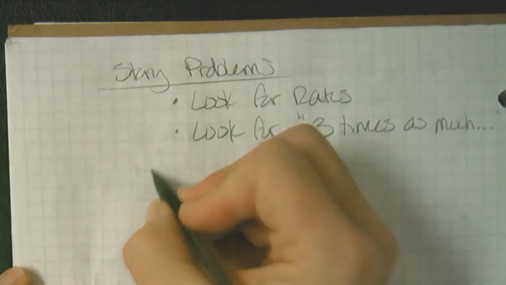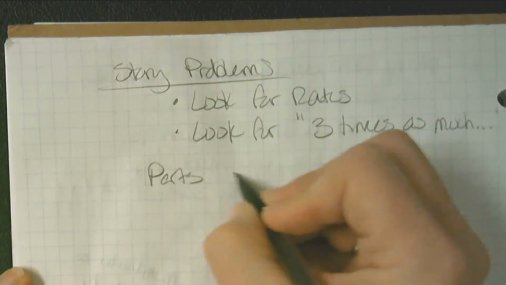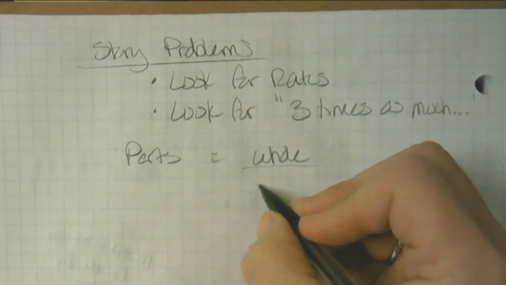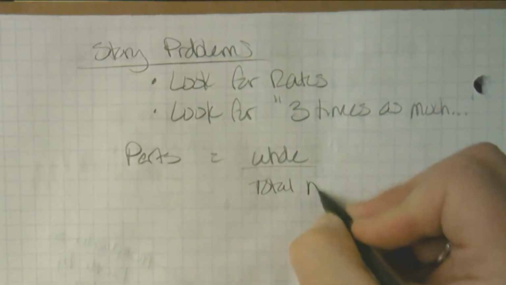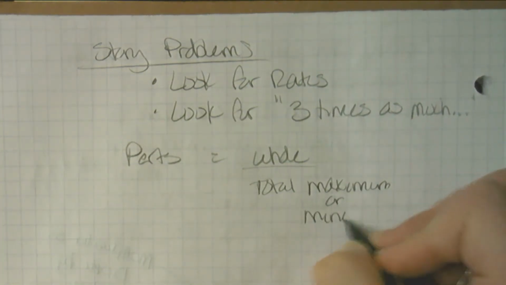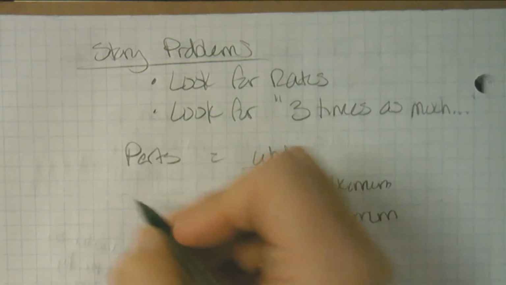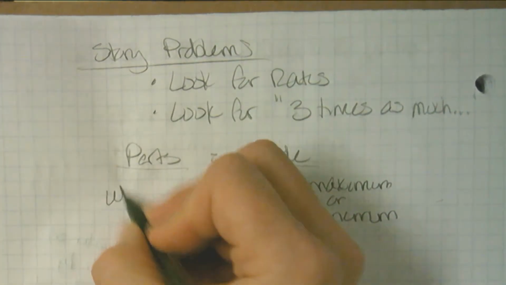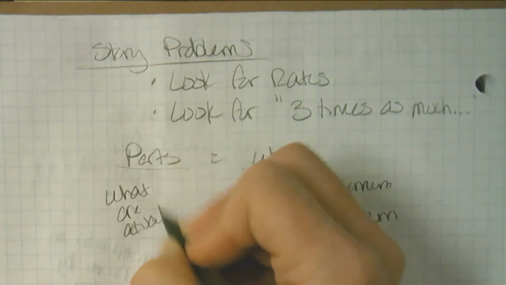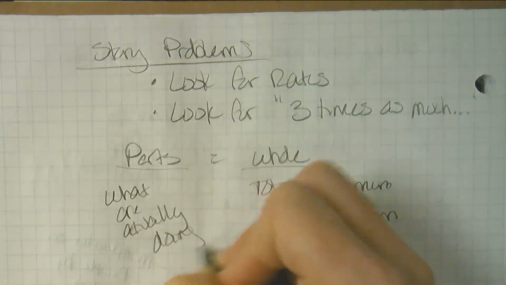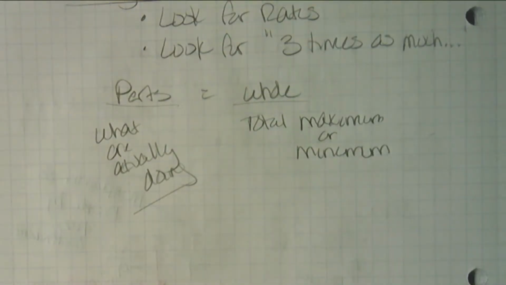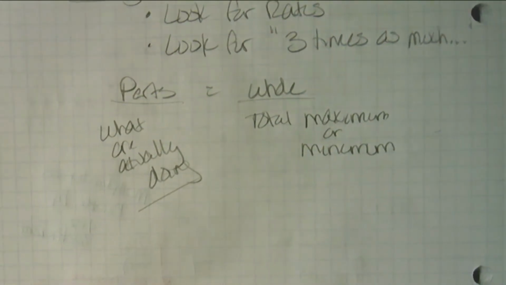All right, we still do parts equal to our whole. So just like if we have addition, and that whole is our total maximum or minimum, and the parts are what we are actually doing. Just like when we're adding and subtracting. All right, so let me give you an example of what we're talking about.